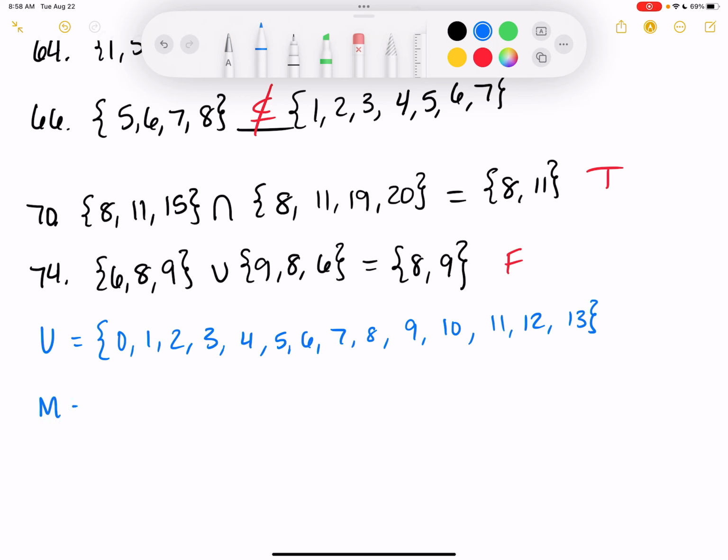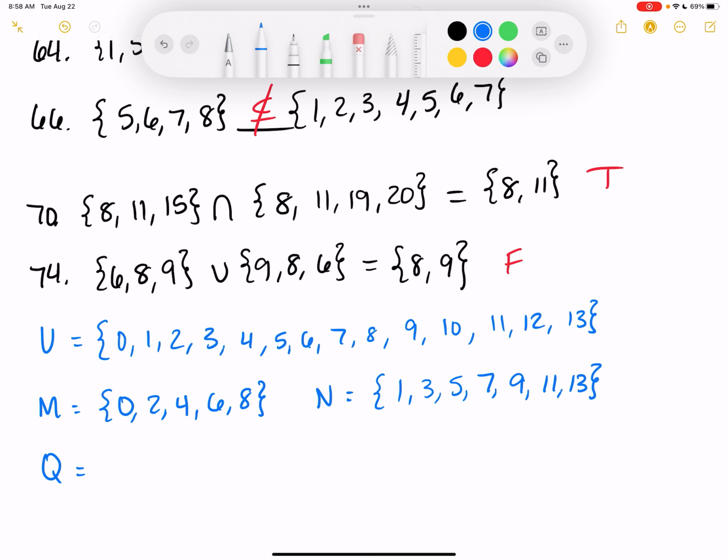So set M is the set 0, 2, 4, 6, 8. The set N is 1, 3, 5, 7, 9, 11, and 13. Set Q, 0, 2, 4, 6, 8, 10, 12. And set R is 0, 1, 2, 3, 4.